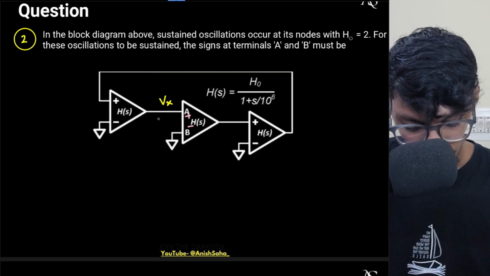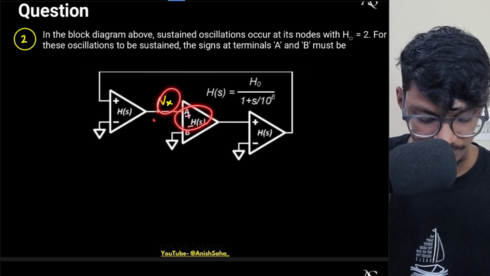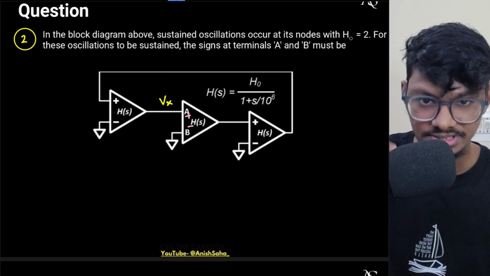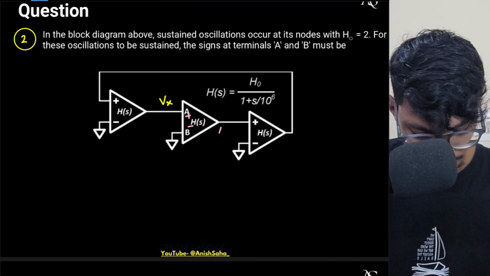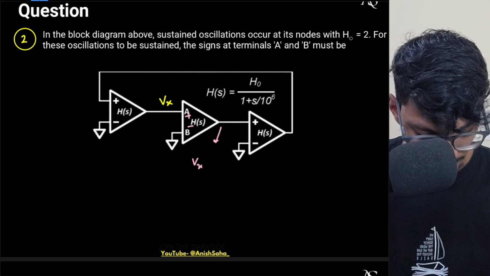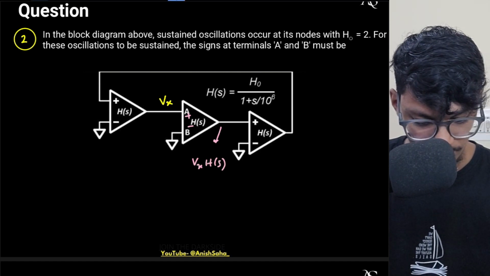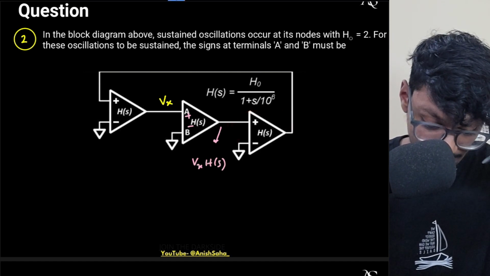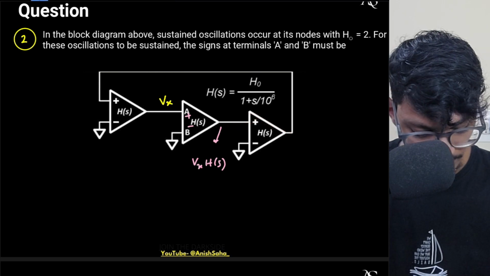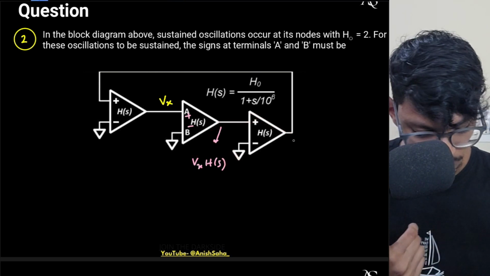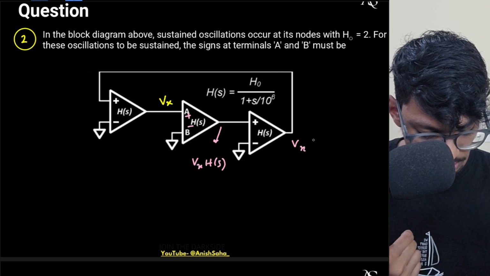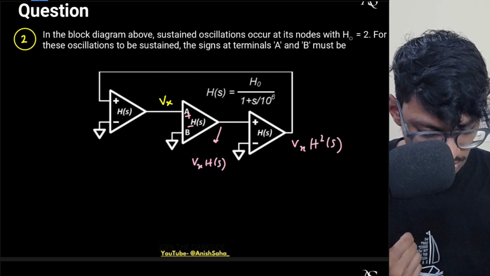So output will be what? It will be simply Vx times H of S, because the output of the op amp is AD into V plus minus V minus. So this output will be Vx H of S. What about this output? Again, this output will be whatever was the input to the op amp multiplied by H of S. So this will be Vx into H square of S.